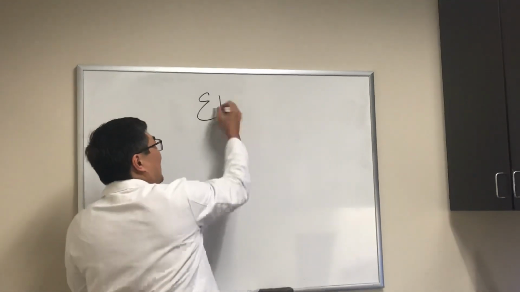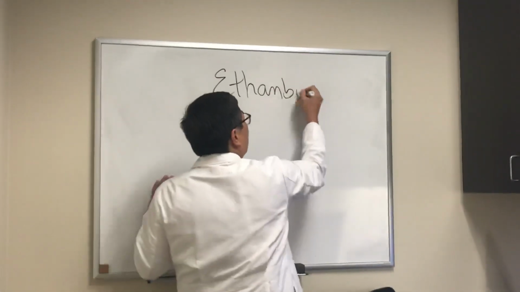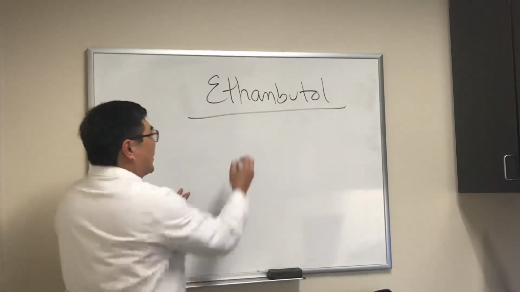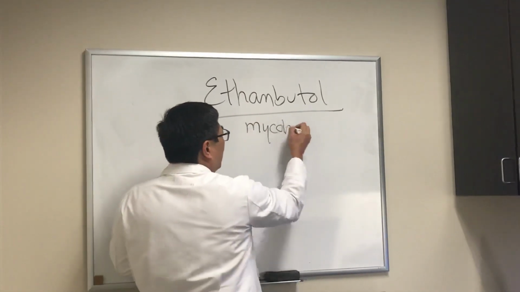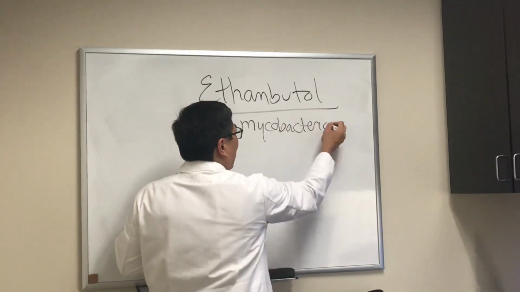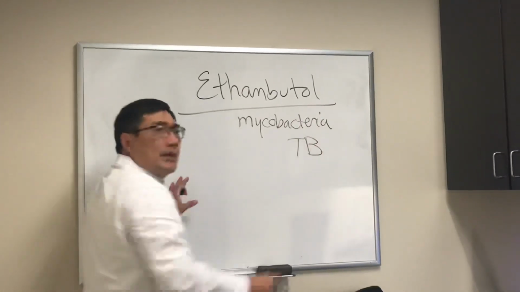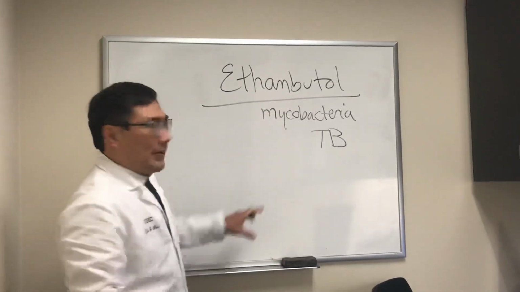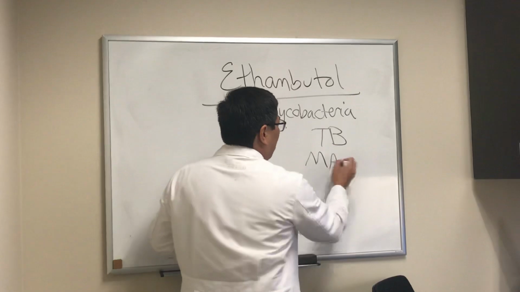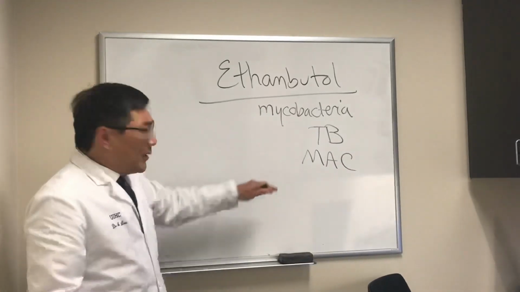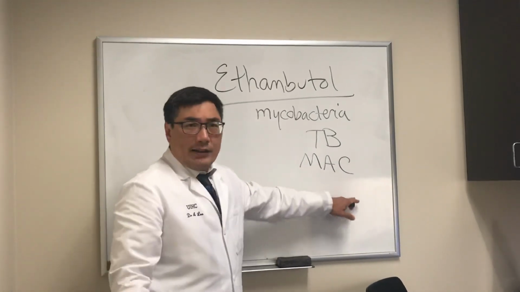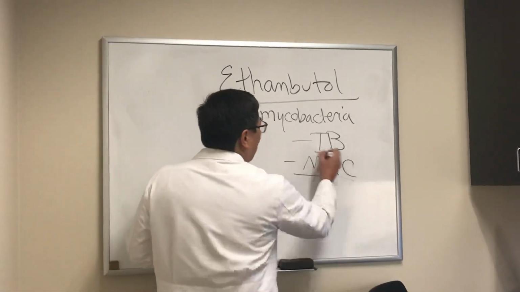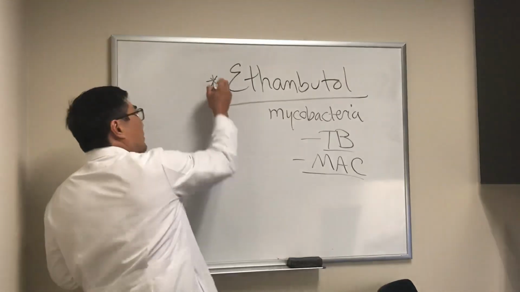So today we're going to be talking about Ethambutol. As you know, Ethambutol is a medicine that is used for the treatment of Mycobacterium. And worldwide, the most common indication is for Mycobacterium tuberculosis. But in the United States, we have a lot of a different type of Mycobacterium, which is Mycobacterium avium complex, MAC, or Mycobacterium avium intracellulare, and a whole host of other different species. So both the treatment of TB and MAC use Ethambutol.